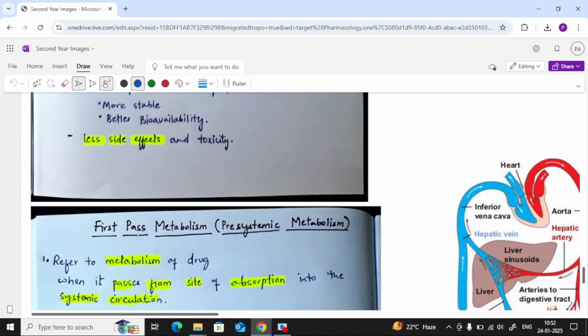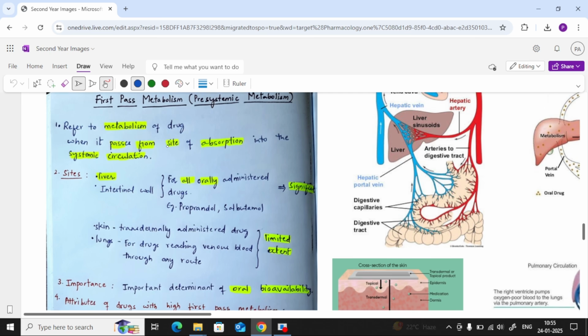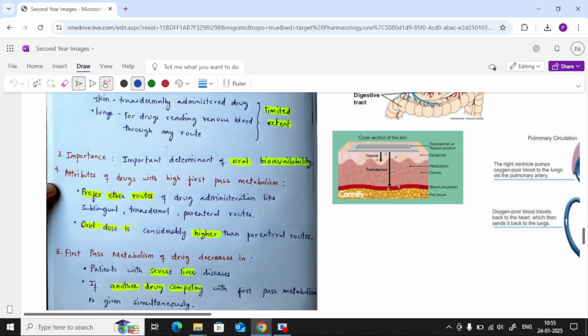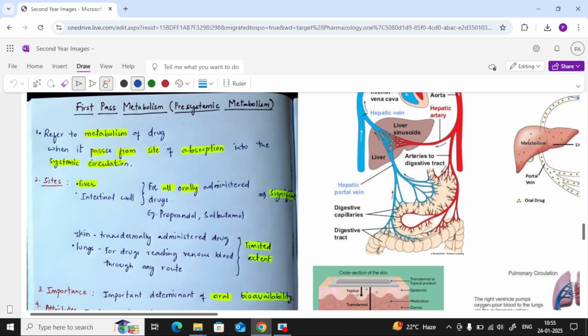Now let's move on to the next question, that is first pass metabolism. We are going to understand this in 5 simple points: 1, 2, 3, 4 and 5. Let's go with each one. So what does first pass metabolism mean? Again, it is a metabolism. This refers to metabolism of a drug when it passes from the site of absorption into the systemic circulation.